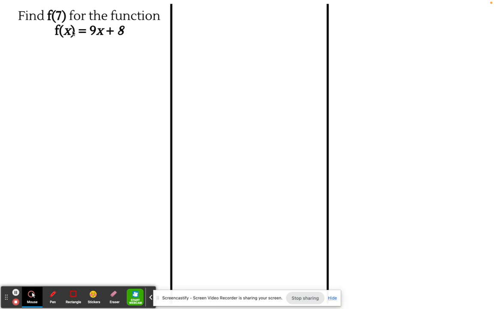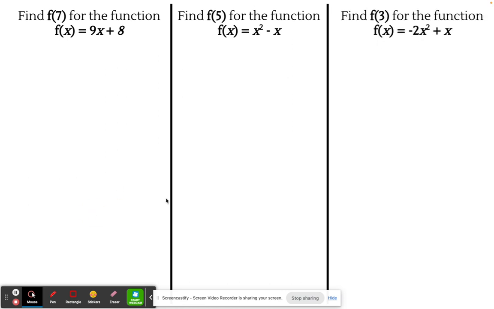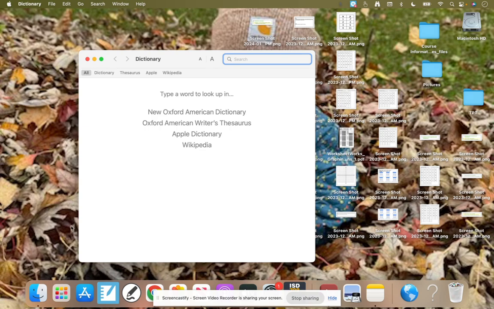Let's find f of 7 for this function, 9x plus 8. And then we're going to use f of 5 for this function and f of 3 for this function. Just thought I'd put them all up there to make it a little easier. So f of 7, that means my input value is going to be 7.